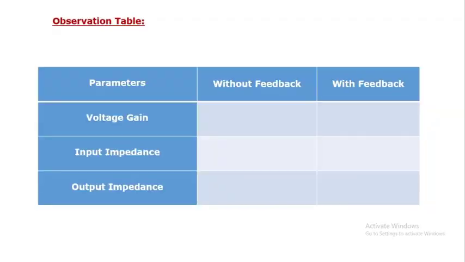So calculate the voltage gain, input impedance, and output impedance without feedback and with feedback. So this is all about the current series feedback amplifier and calculation of voltage gain, input impedance, and output impedance with feedback and without feedback.